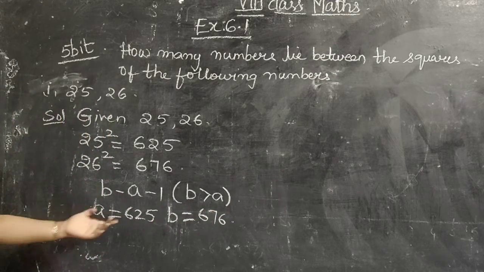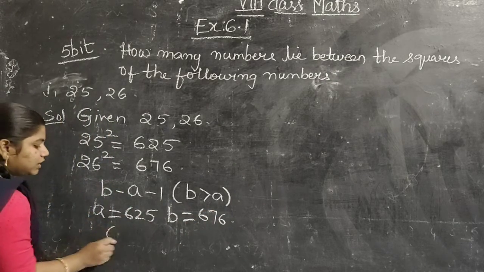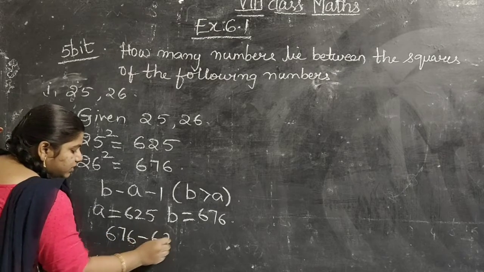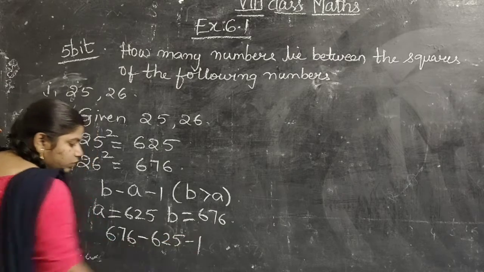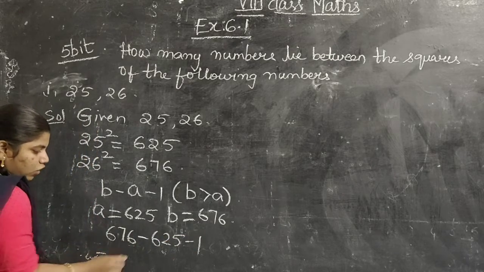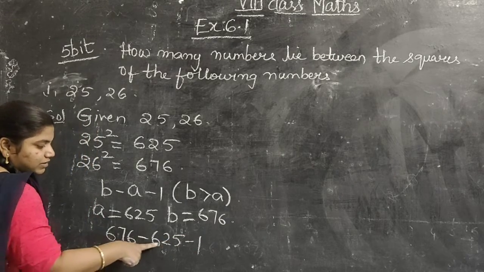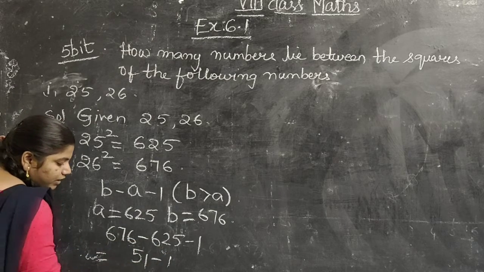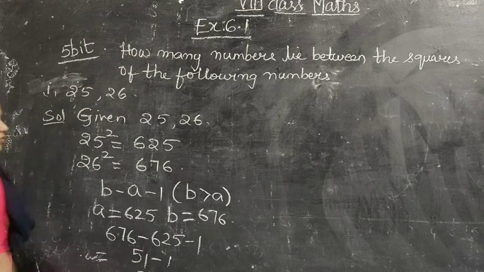Now substitute the values in this formula. That is 676 minus 625 minus 1. So if you subtract this, how much will you get? 676 minus 625 will be 51, minus 1. 51 minus 1 will be 50. So this is the first method.